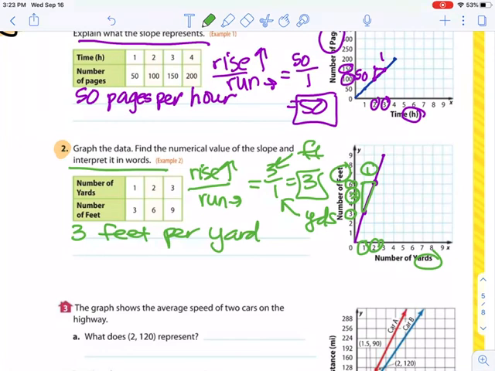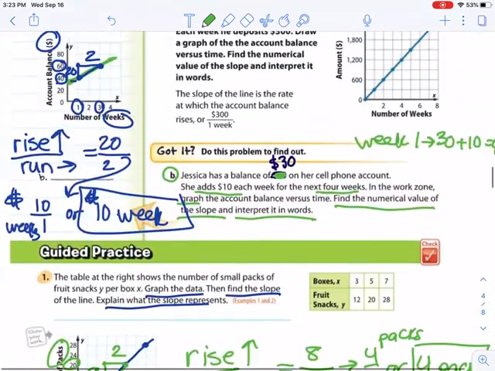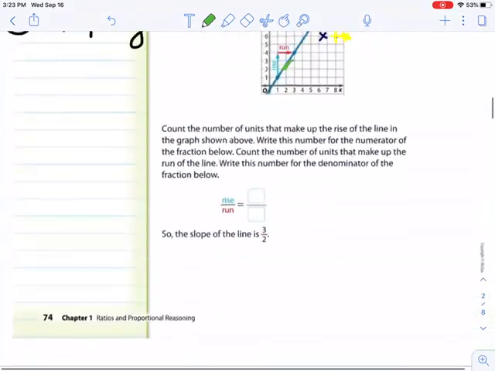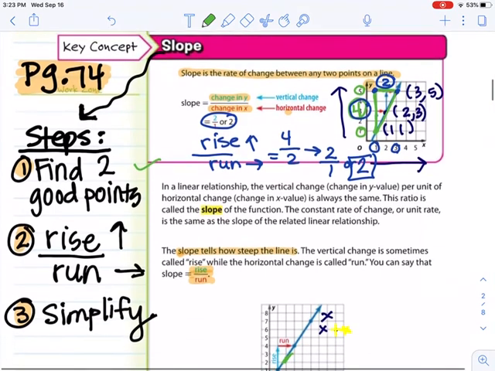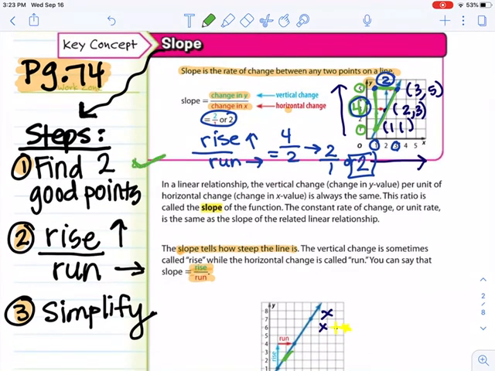If you had trouble on this, please don't get discouraged. I know that this is very different than any math that we've been doing. Just a quick review. Make sure that your first step after you have your graph is to find 2 good points. Connect those points and find your rise over your run. Then make sure that everything is simplified.